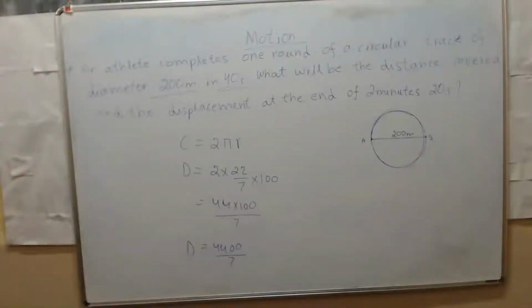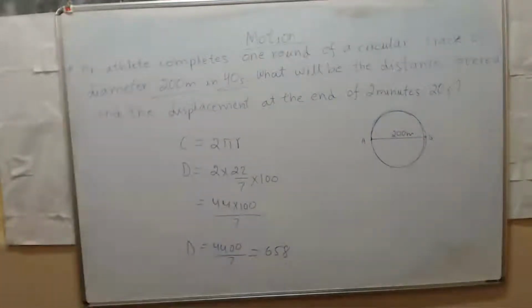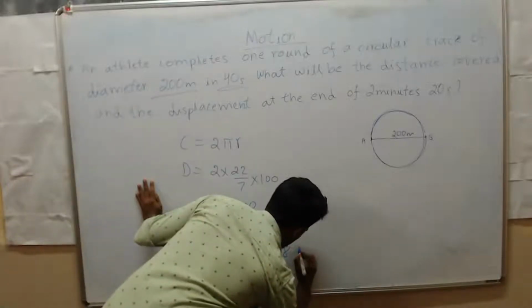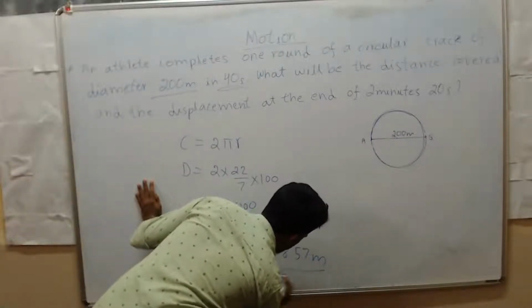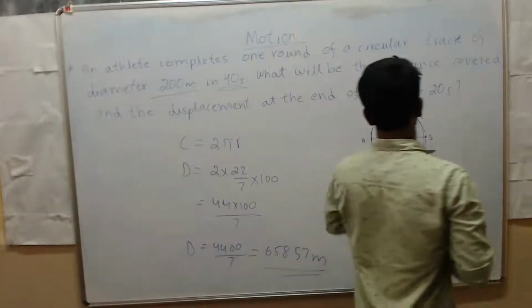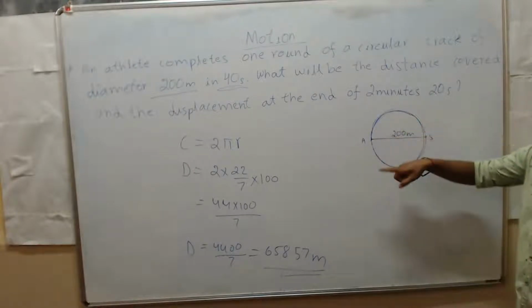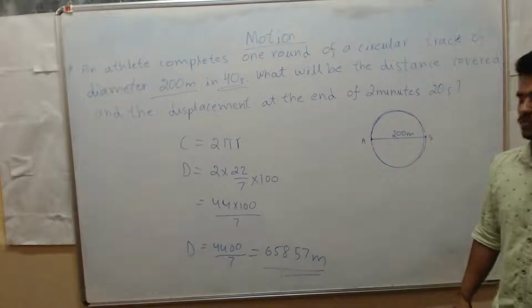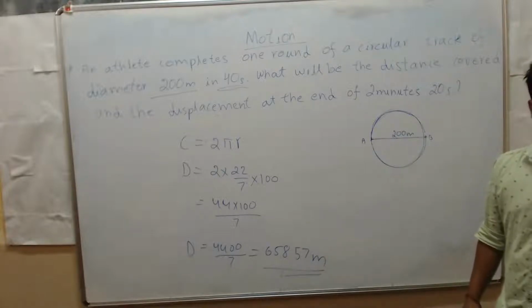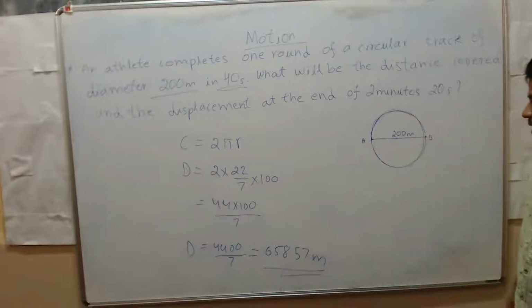Clear? So now I will write the direct answer: 658.57 meter. So the length, the circumference of this circle, is 658.57 meter. Clear? So the circumference of the circle is 658.57 meter.